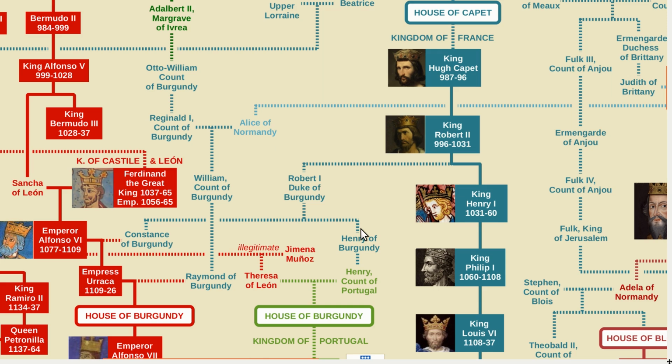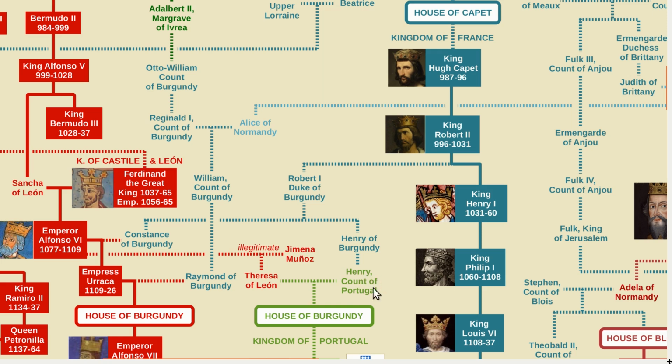Robert's son, Henry, would have become the next duke, but he died before his father. And he had several sons, the eldest of which became the next duke. But he also had some younger sons, and one of these was Henry, who became the Count of Portugal. Now, why did a French noble end up ruling over in Portugal?